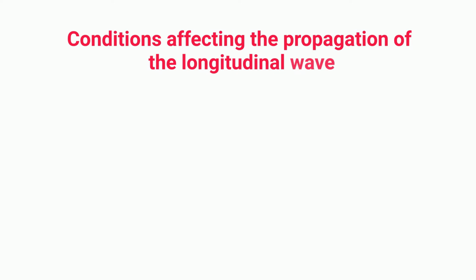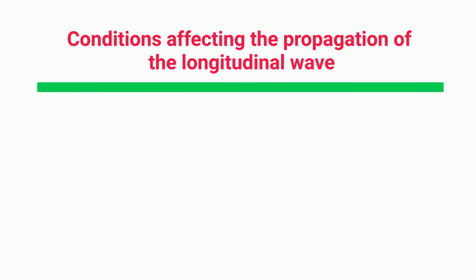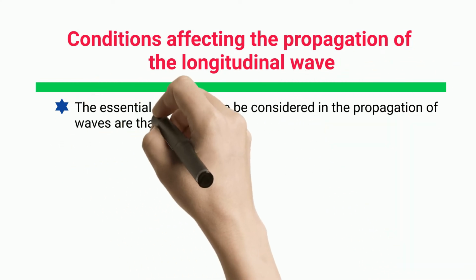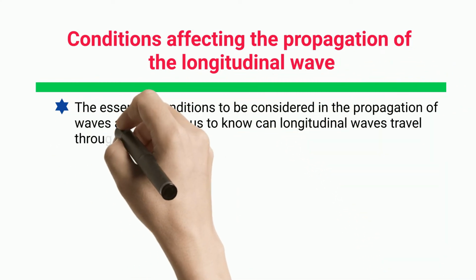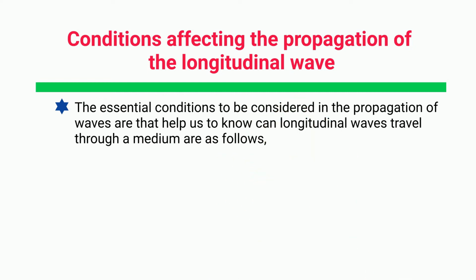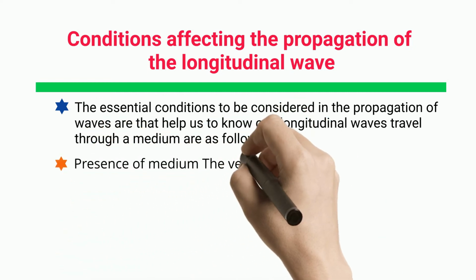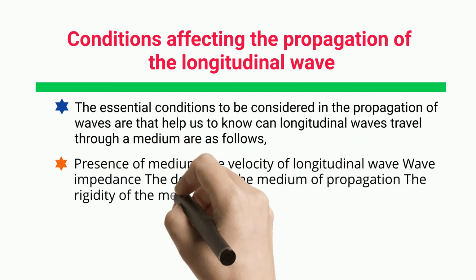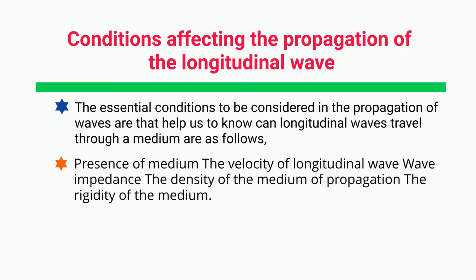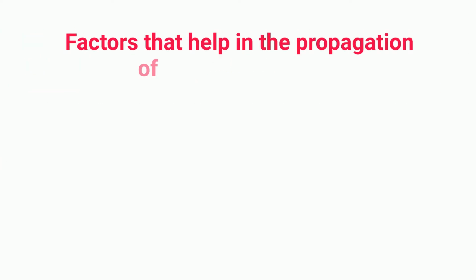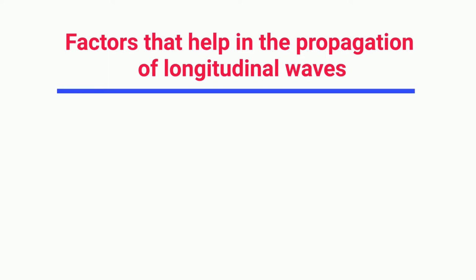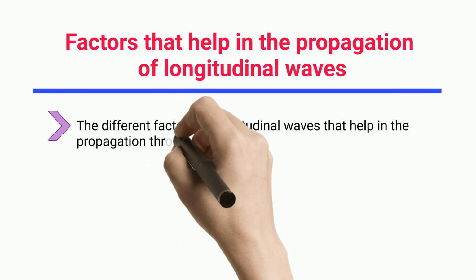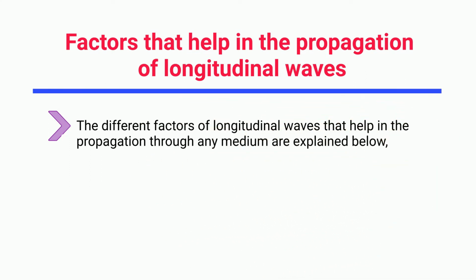Conditions affecting the propagation of the longitudinal wave. The essential conditions to be considered in the propagation of waves, that help us to know if longitudinal waves can travel through a medium, are as follows. Presence of medium, the velocity of longitudinal wave impedance, the density of the medium of propagation, the rigidity of the medium. Factors that help in the propagation of longitudinal waves. The different factors of longitudinal waves that help in the propagation through any medium are explained below.